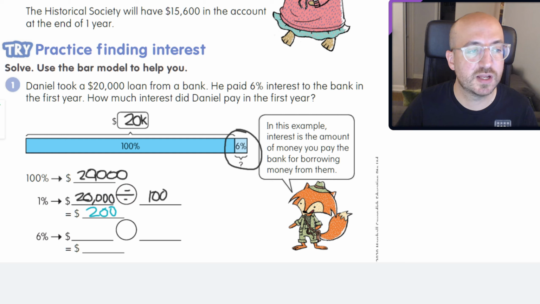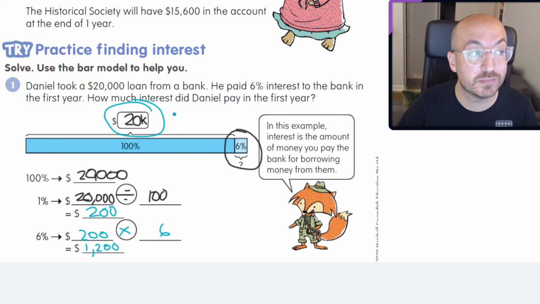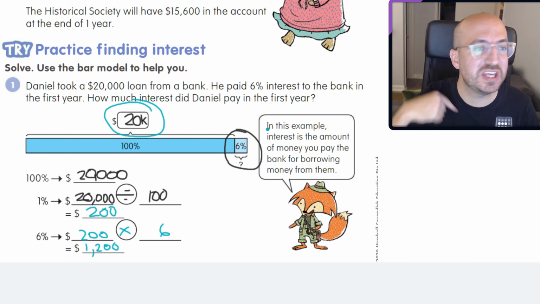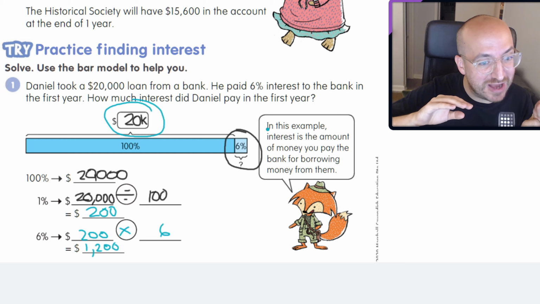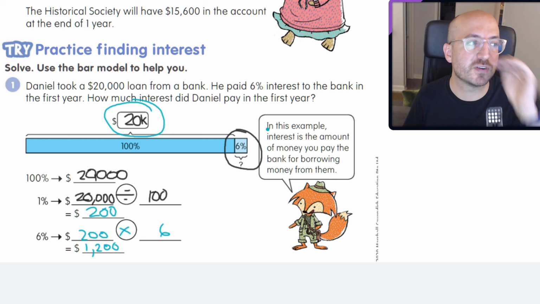So 6% would just be that 200 times 6. So that interest would be $1,200 he pays extra. So they're not going to just give him $20,000 because they like him. They're giving him $20,000 so he can pay back extra. So now instead of $20,000, it's $21,200 that he would owe after a year.